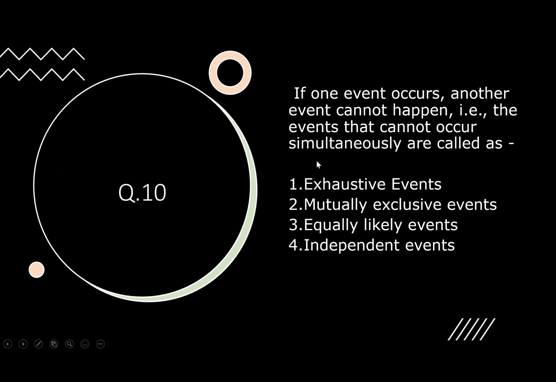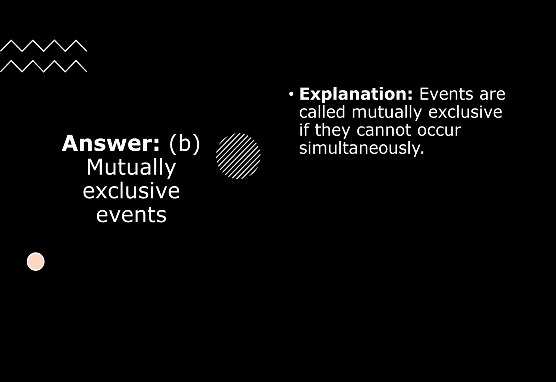Last but not the least, if one event occurs, another event cannot happen. That is, events that cannot occur simultaneously are called exhaustive events or mutually exclusive events? Mutually exclusive events. You are absolutely right, Mehreen. Events that are mutually exclusive cannot occur simultaneously.